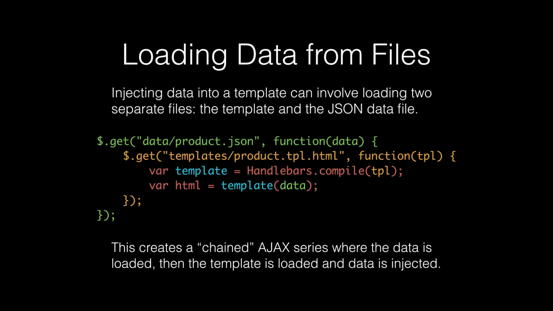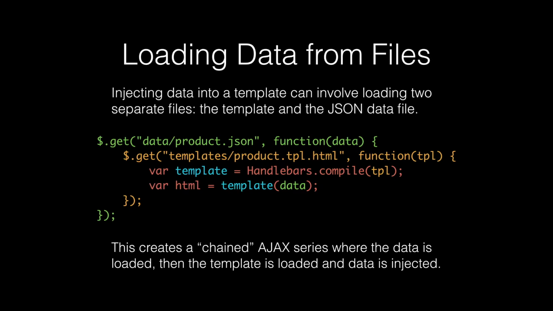So let's come back to this idea of manually creating the data versus retrieving it from some other file. Injecting data into a template can involve loading 2 separate files: the template, which we've talked about already, as well as the actual JSON data itself. So rather than hard coding that data into our file, we might first load it using one AJAX operation, and then after that has loaded, load the template using a second AJAX operation. And then we can continue on to compile the template and inject the data.